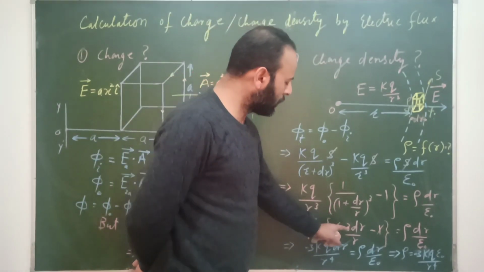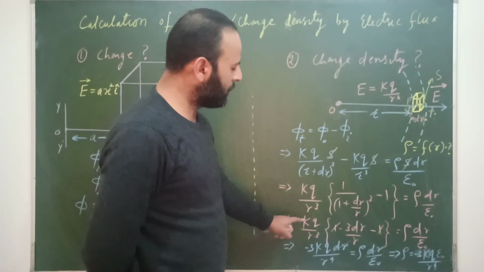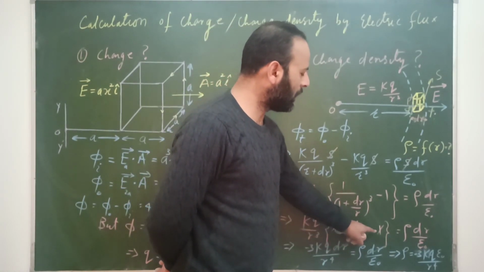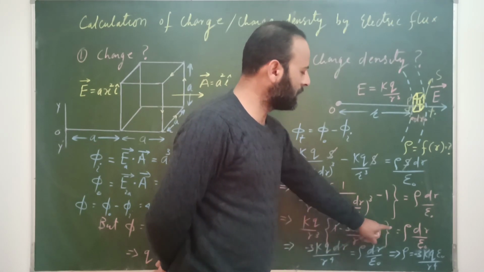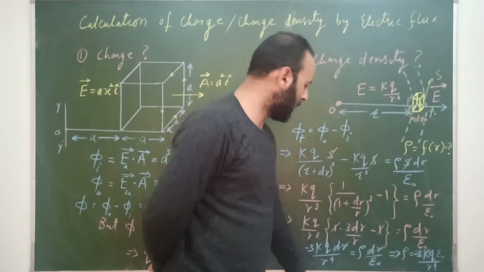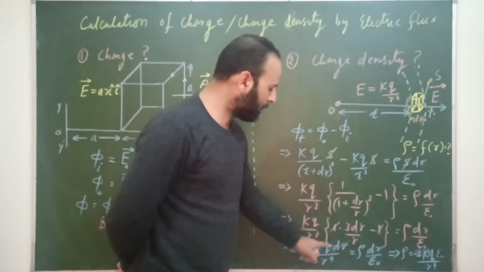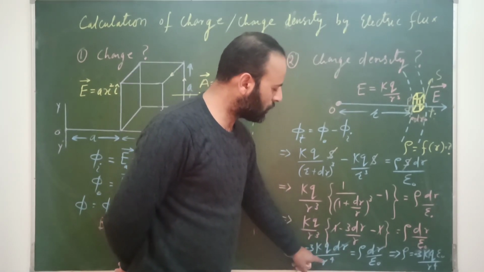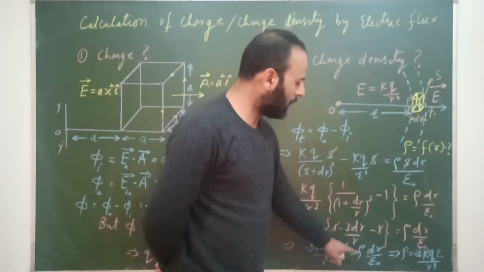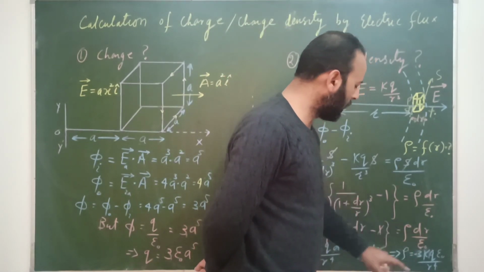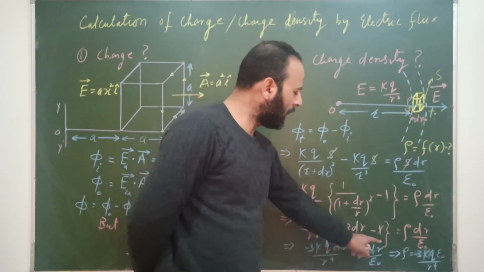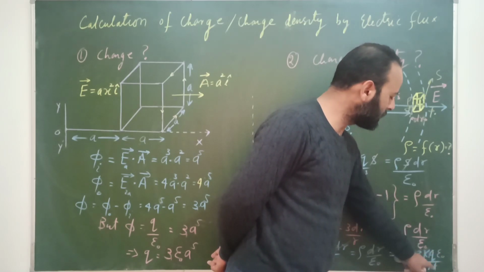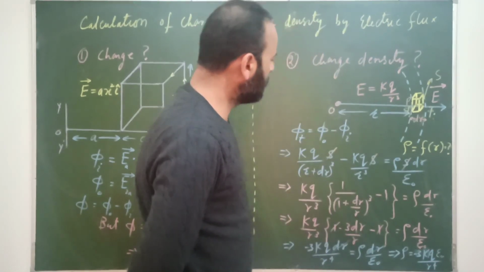Now using the binomial theorem and the linear approximation, we get 1 minus 3 dr divided by r, minus 1. So 1 and 1 cancel. This is equal to rho dr divided by epsilon naught. So we are left with minus 3KQ divided by r cubed times r, so r raised to power 4, times dr, equal to rho dr divided by epsilon naught. Now dr will cancel, so we get rho equals minus 3KQ epsilon naught divided by r raised to power 4.